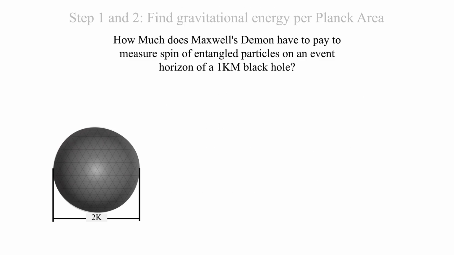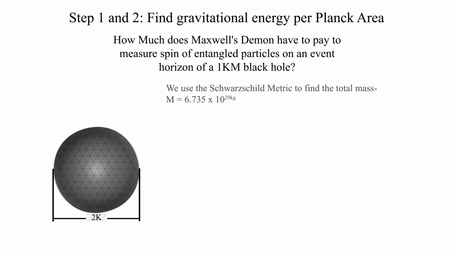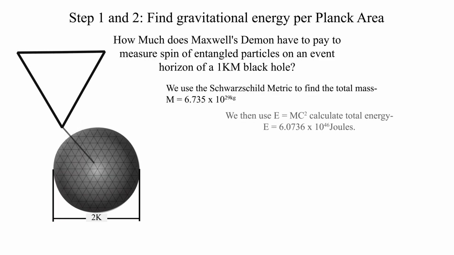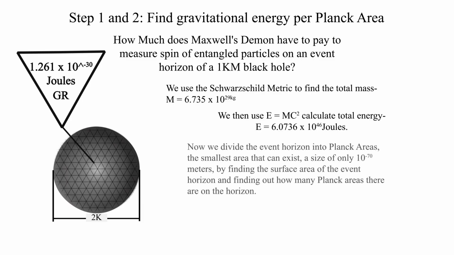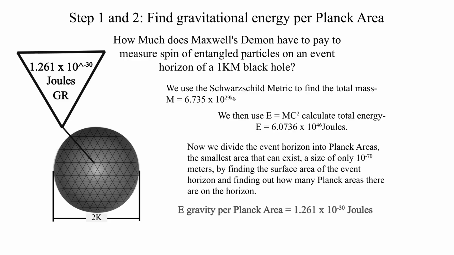So first we're going to find the gravitational energy per Planck area. We use the Schwarzschild metric, and we find that the mass is 6.735 times 10 to the 29 kilograms. We then use E equals mc squared to calculate the total energy, which is 6.0736 times 10 to the 46 joules. Now we're going to take that entire energy value and divide it by the number of Planck areas on that black hole. And what we find is the gravity per Planck area from general relativity is 1.261 times 10 to the negative 30 joules.